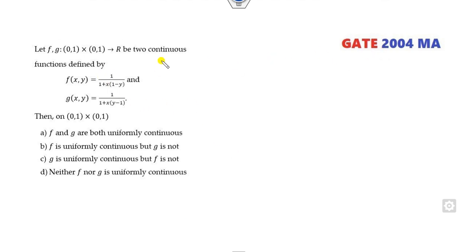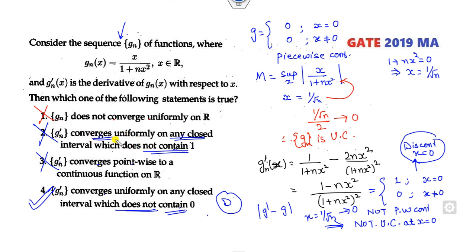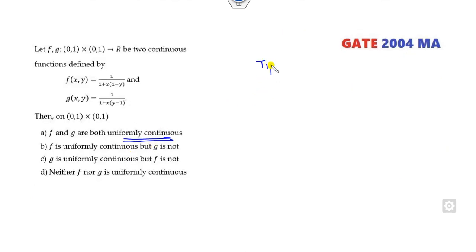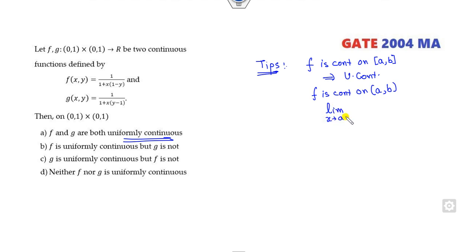Now again, you can see this is GATE 2004. Again they are talking about this. They are talking only about uniform convergence, not about the derivative here. This is about convergence and continuity. So what is the tip? As I mentioned, if f is continuous on the closed interval AB, then it is uniformly continuous. If f is continuous on the open interval AB, then you have to check the limit of f at a positive, and the limit of f at b negative. Both must exist. Then you can say it's uniformly continuous.